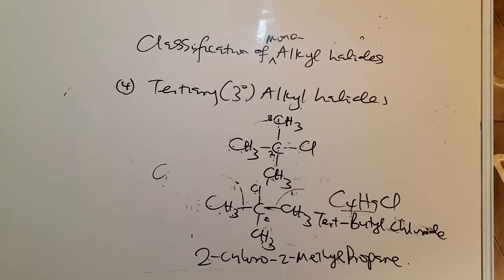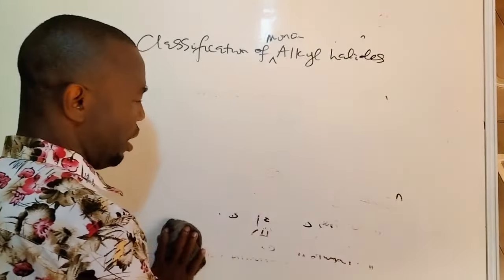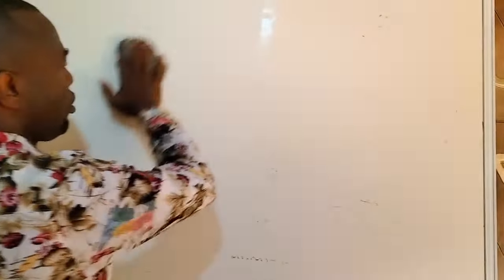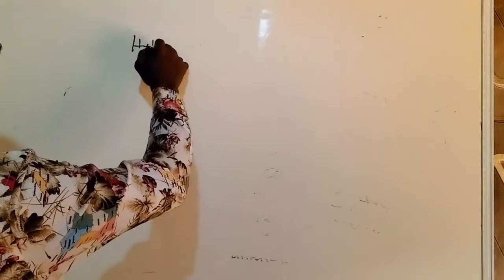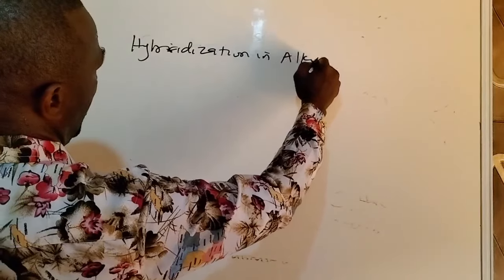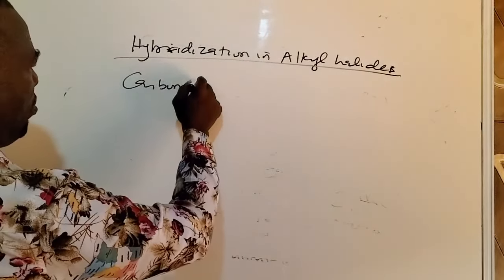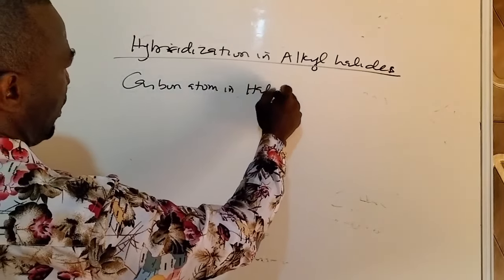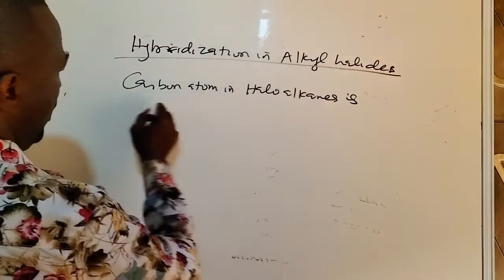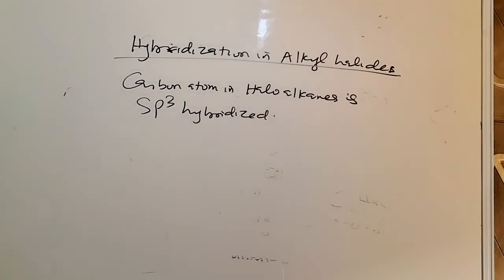So having done that, we have seen how we can classify alkyl halides: simple alkyl halides, primary, secondary, and then tertiary alkyl halides. Now let's discuss hybridization in alkyl halides. I know that the carbon atom in haloalkanes, or alkyl halides, is sp3 hybridized.